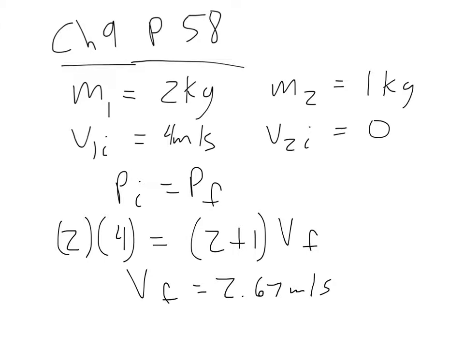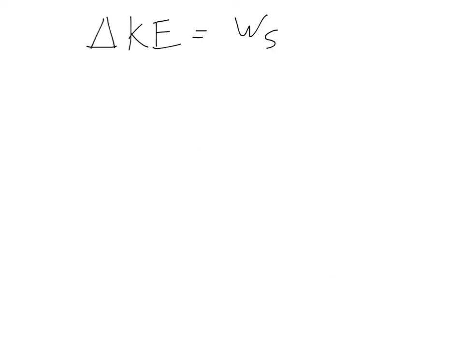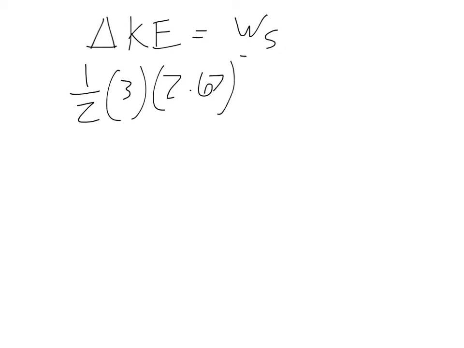Now we have the velocity, and we're going to go through the energy conservation to figure out the compression of the spring. The change in kinetic energy will bring the block to rest, and that will be equal to the work done by the spring. The blocks begin with a velocity, which we're going to use for the kinetic energy, 1/2 the mass of the system, 3 kilograms, multiplied by the velocity that we found previously, 2.67 squared. That will bring the blocks to rest, so the final kinetic energy will be 0.